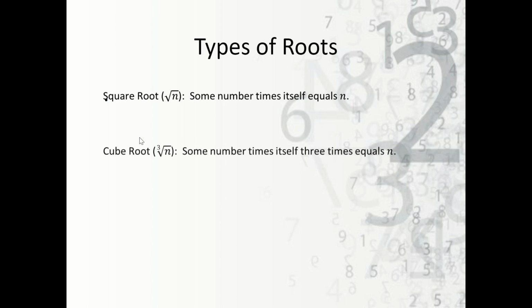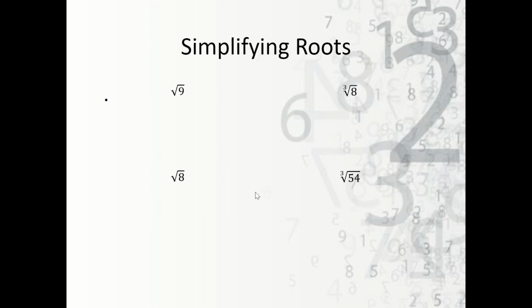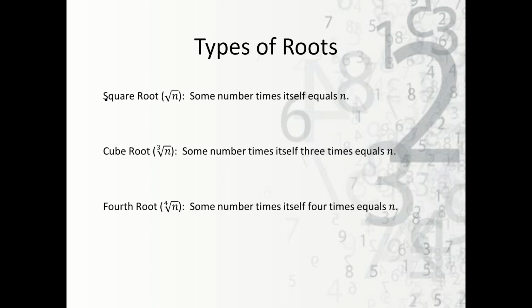Then there's the cube root, and it looks like this with the little 3 over the square root symbol. And this means we're taking a number and multiplying it by itself 3 times. Fourth root is 4 times, and we could keep this going. We could do the fifth root, sixth root, eighth root. As far as we want to go, we can continue this on.